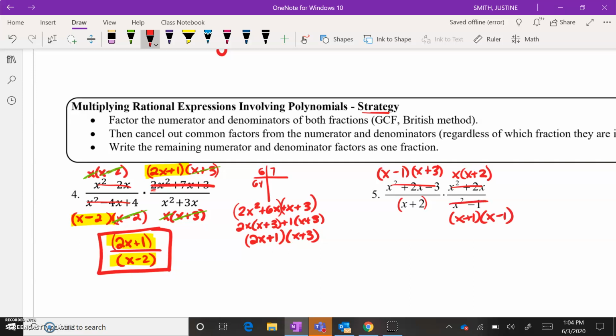Okay, so now I'm going to cancel out any common factors. x minus 1 with the x minus 1, x plus 2 with the x plus 2, and then you have x, x plus 3, and x plus 1 left. So I'm just going to write that as x(x plus 3) all over x plus 1. Make sure you're not trying to take this x out with this x on the bottom, because again, this is a binomial, so it's connected, whereas this is just a monomial. You can't just take an x out of that.